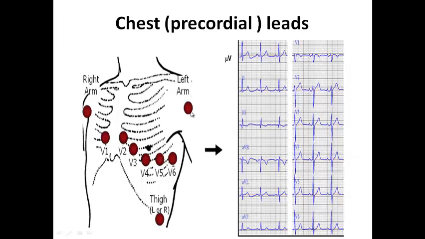Of course, we know the limb leads, as we put an electrode at the left arm, an electrode at the right arm, an electrode at the left leg, and of course we will put an indifferent electrode at the right leg. So we have the morphology of these 6 chest leads as we see here, and we will see here the morphology of the 6 limb leads.